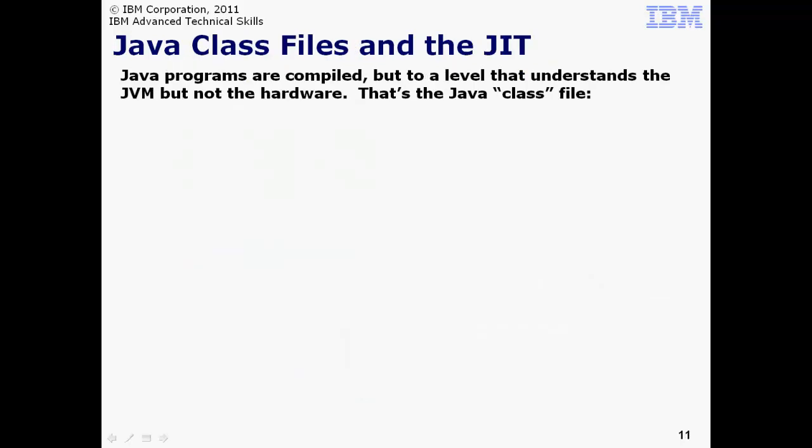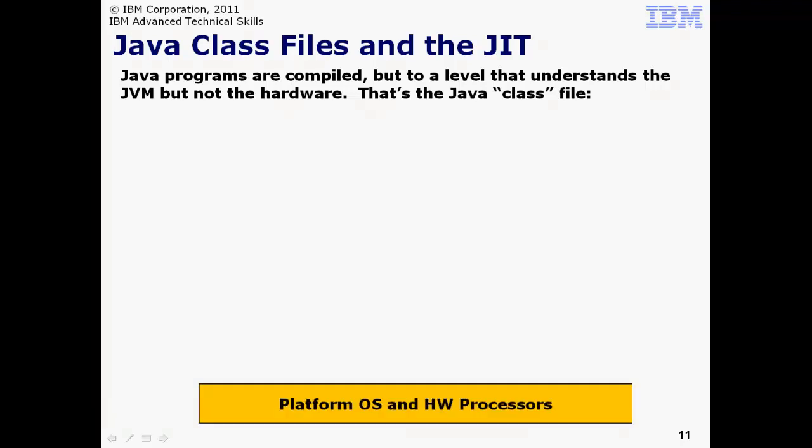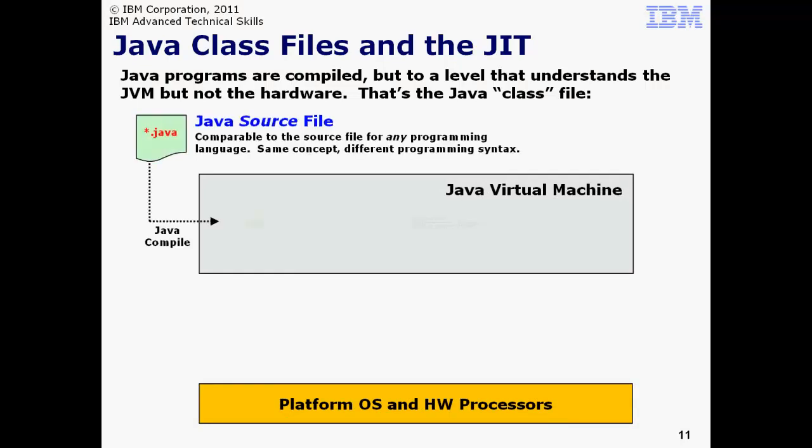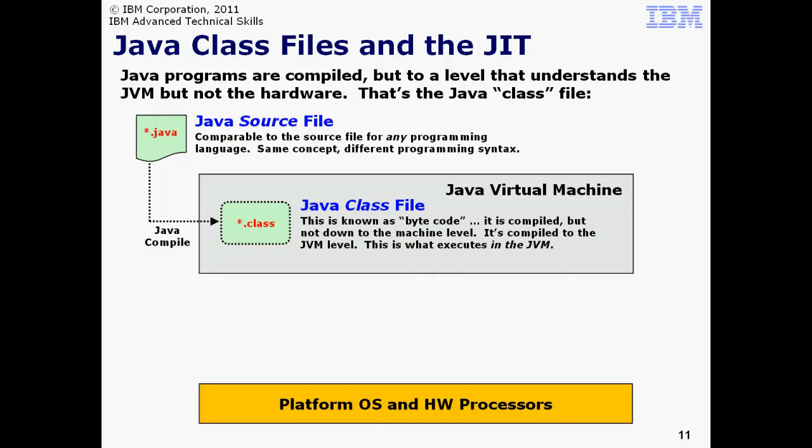Now we'll look a little closer at the Java code that runs. We'll discover that it is in fact compiled code, but this compiled code understands the JVM, not the underlying hardware. This compiled code is called the class file. We'll start by placing on the page a box representing the lower-level hardware, and we'll place a box representing the Java virtual machine. The developer writes the program using the Java programming language. The uncompiled source code typically has a file extension of .java. This source code is compiled to a class file. This class file is known as bytecode, which means it's compiled, but not compiled all the way down to the machine level. Think of it as a halfway state.